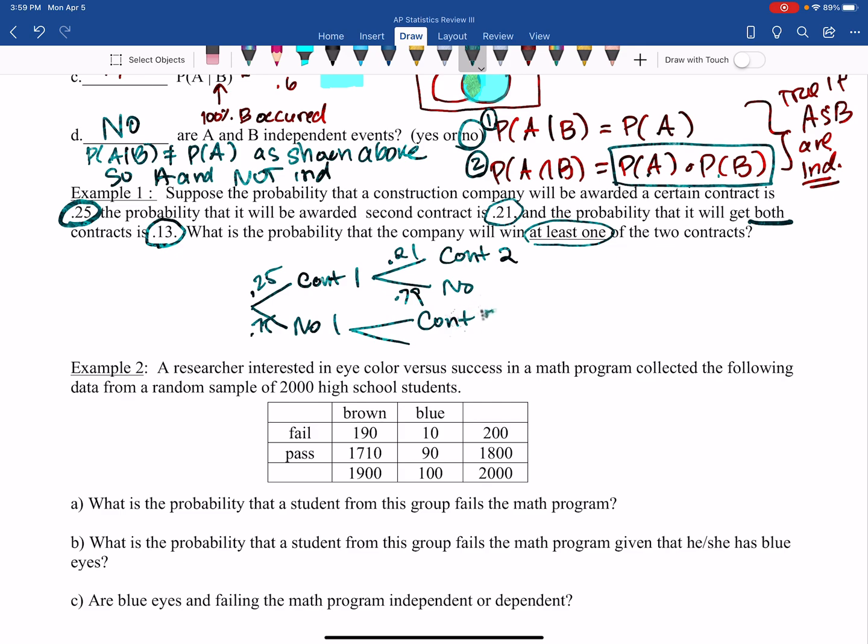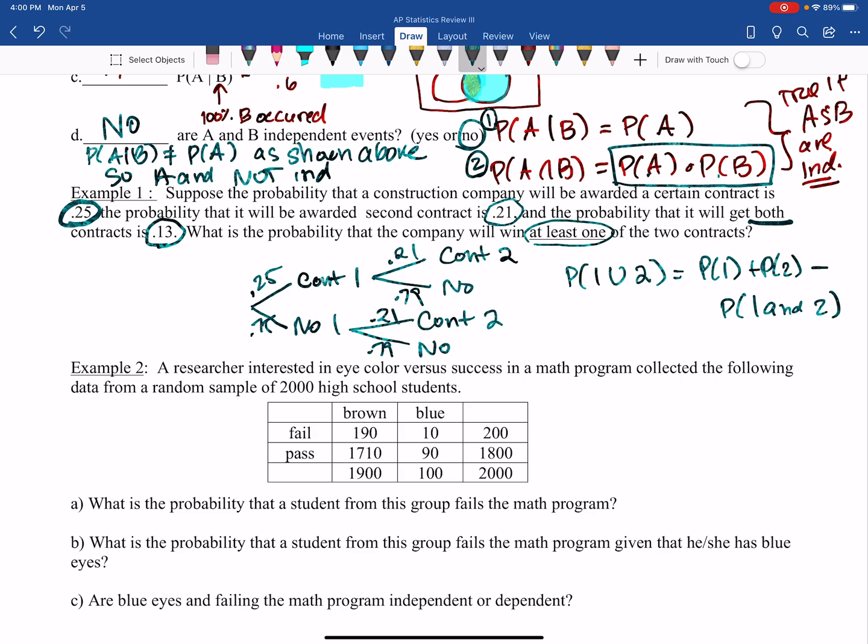So contract 2 again, because I could have the possibility that I don't get contract 1, but I do get contract 2. Okay, so then it says the probability that I get both contracts is 0.13. All right, so it wants to know what's the probability of contract 1 or 2. That is going to be the probability of contract 1 plus the probability of contract 2 minus the overlap, the probability of contract 1 and 2.